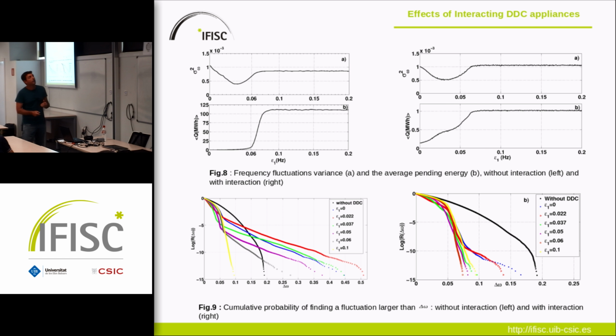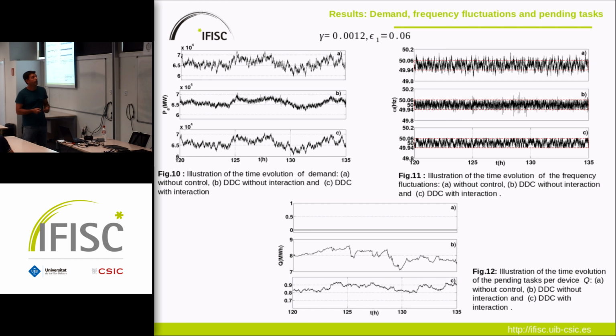And if you compare, I think this is very illustrative. This is the demand, these are frequency fluctuations, and these are pending tasks. The top case is the chaotic case, with no control. So this is the demand with no control, and this is the frequency fluctuation. So you have large frequency fluctuations. You apply dynamic demand control without communication. It works okay, but you still have these large peaks, which are these rare events, because of the recovery of pending tasks.